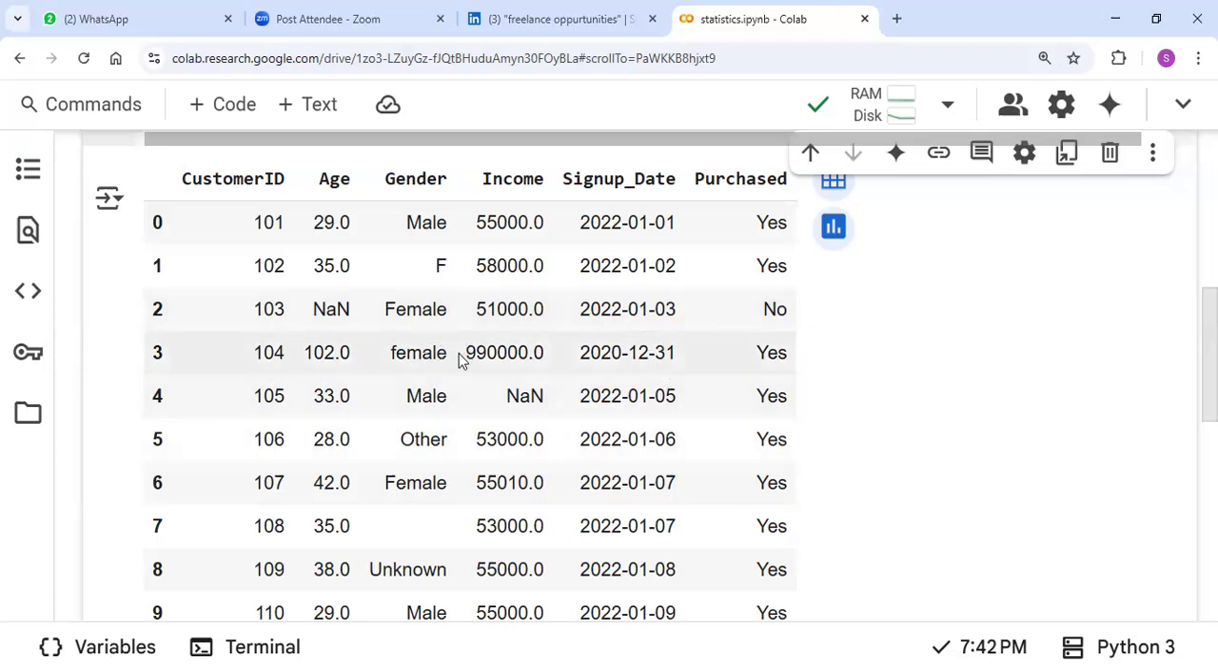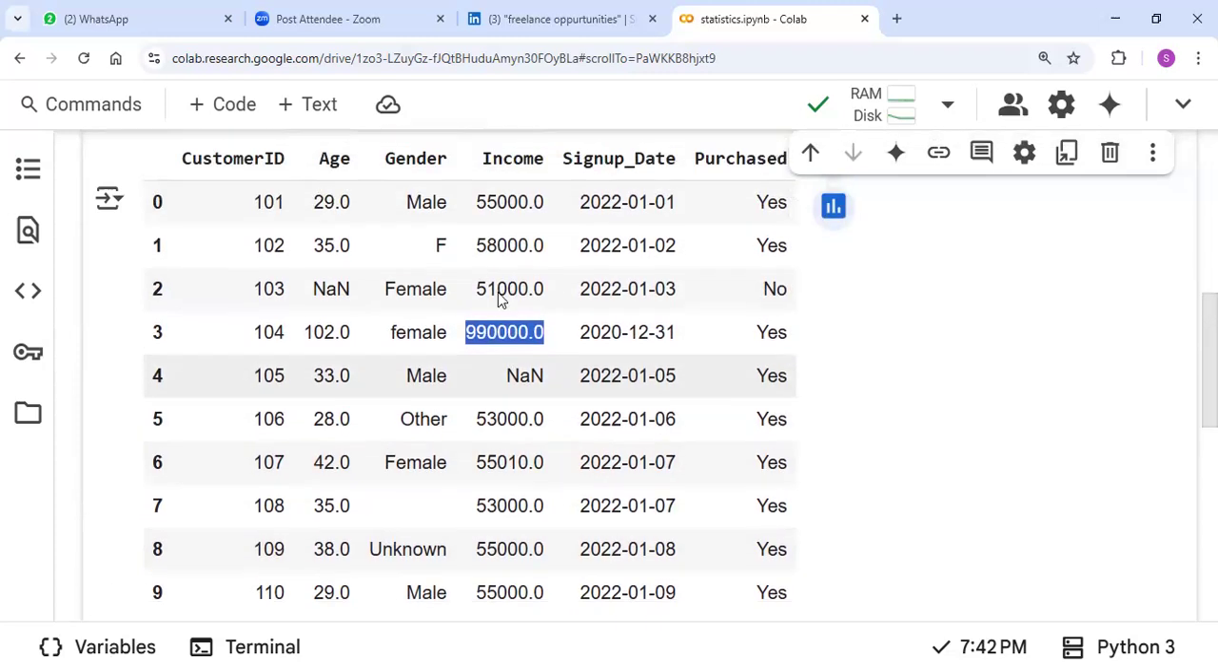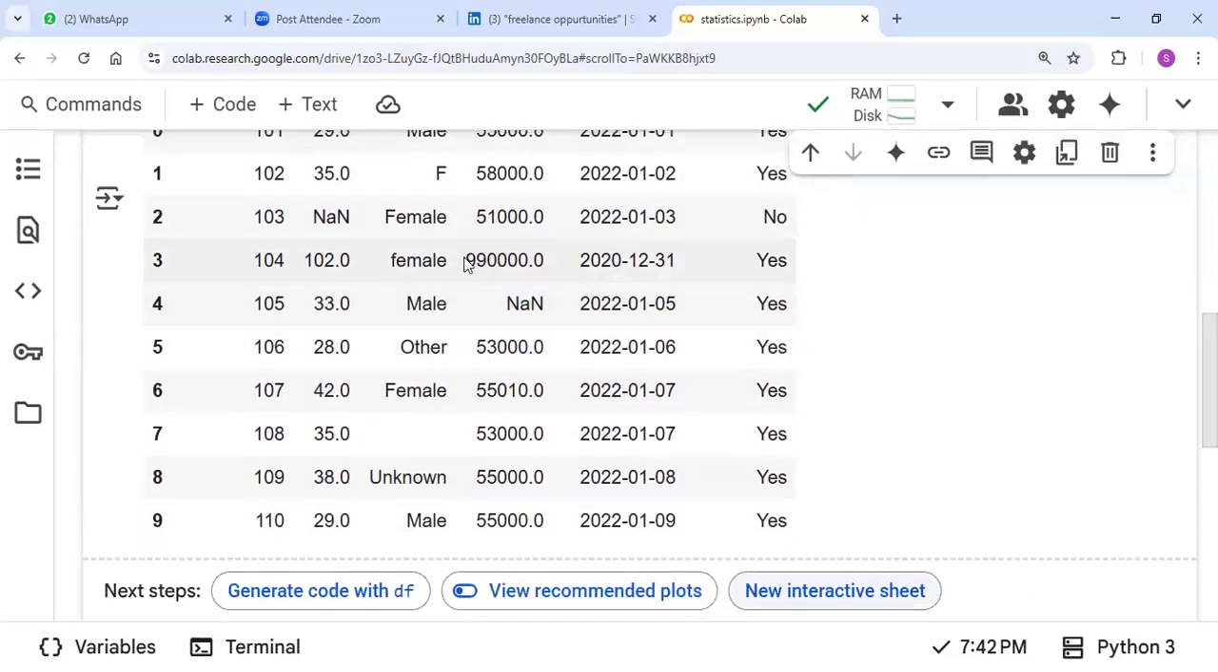You can see the income also. Is any extreme income available here? This shows some extreme value, right? When compared to other incomes, this shows the extreme income. And the age value is also higher, and income also seems extremely high.